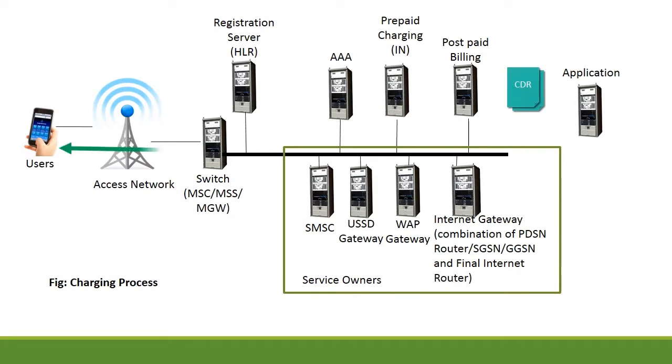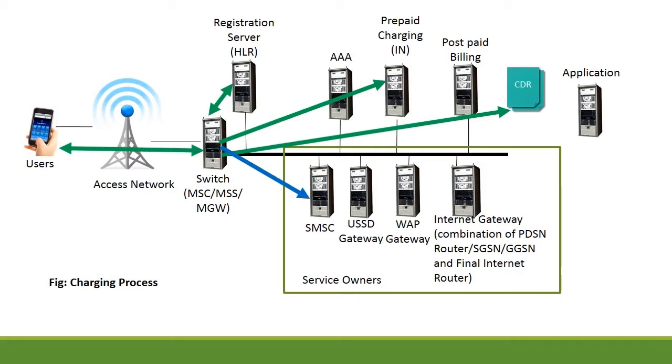Now we try to see the process flow and how it works. When a user requests a service, it comes to the MSC, and the MSC takes authorization from the HLR. Say, for example, the request is a voice call. If it is a prepaid voice call, then it goes to the IN for prepaid charging. If it is a postpaid call, then the CDR will be generated. Then this CDR will go to the postpaid billing system. If the request is an SMS, then it goes to the SMSC, and if it is a USSD request, then it will go to the USSD gateway.